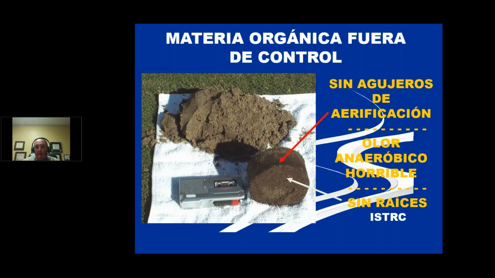Let me regress one point, because we haven't talked about this. How do we get an anaerobic condition? An anaerobic condition is, by definition, the lack of available oxygen, or free oxygen, free soil oxygen. That doesn't mean that there isn't oxygen in the soil. It just means that it's not readily plant available, or available to anything else that's living in the soil.